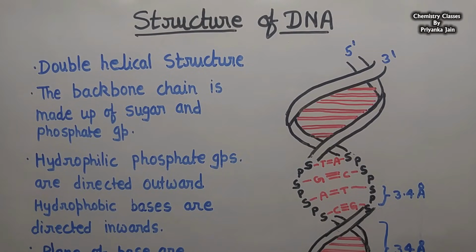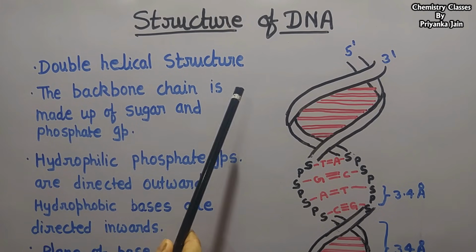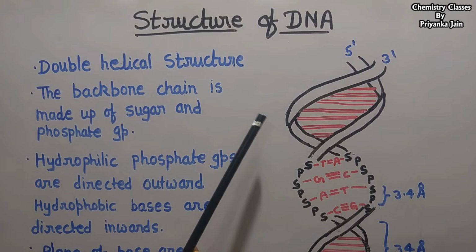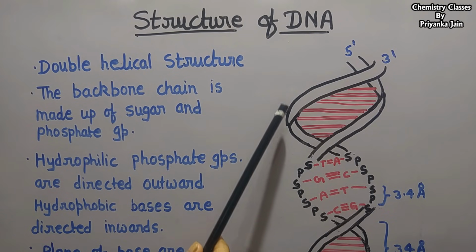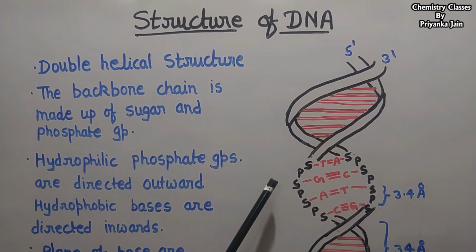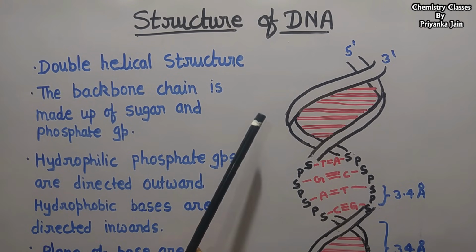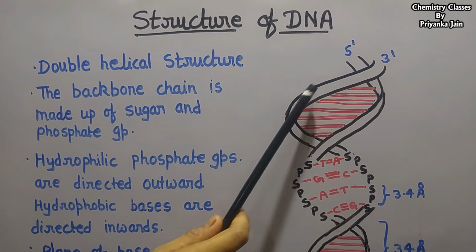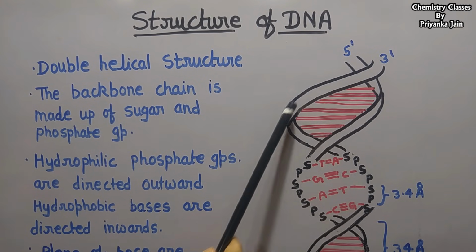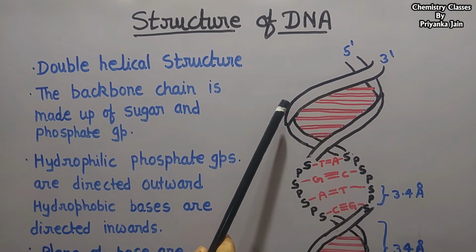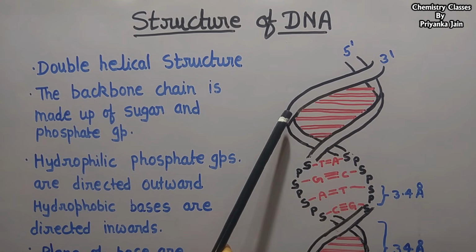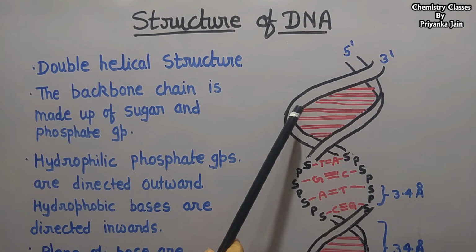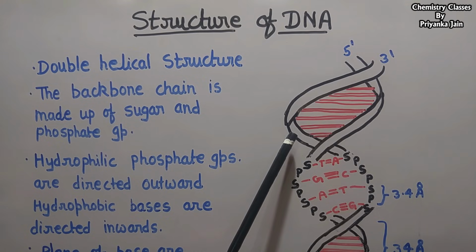We see the structure of DNA. According to Watson and Crick, the DNA possesses a double helical structure. It means it is a double helix. It is comprised of two chains that are coiled around each other, that is called a double helical structure, and each strand of it is comprised of a polynucleotide chain. If we see the backbone of this chain, it is made up of sugar and the phosphate group. At the molecular level, it is formed of phosphorus, oxygen and carbon.